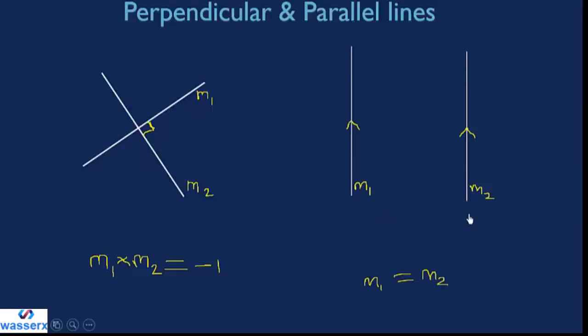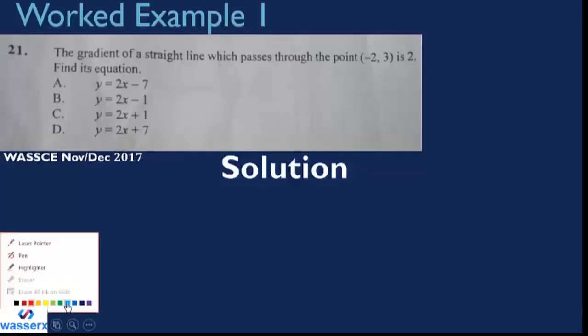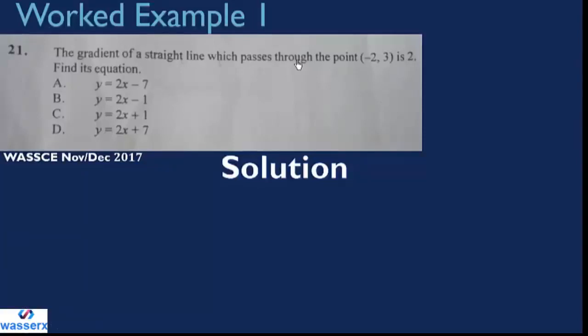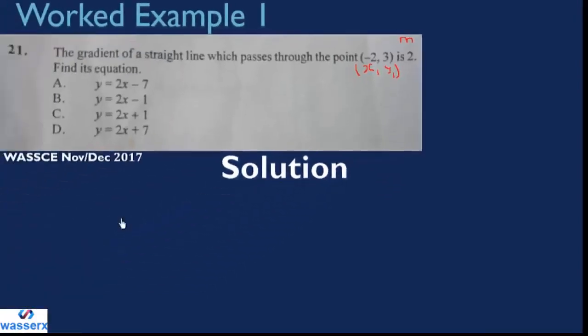So m1 equals m2. Let us now take our first worked example from WASSCE 2017 NOVDEC. We know the gradient of the line to be 2 and it is passing through the point (-2, 3). So let's call it x1, y1, and this is our m. We use the formula y minus y1 is equal to m times (x minus x1). So we just substitute these values.